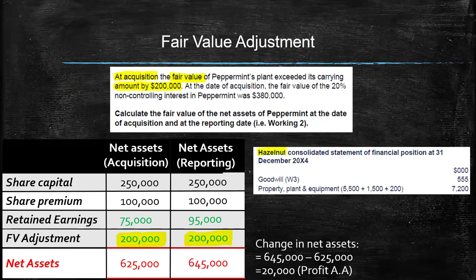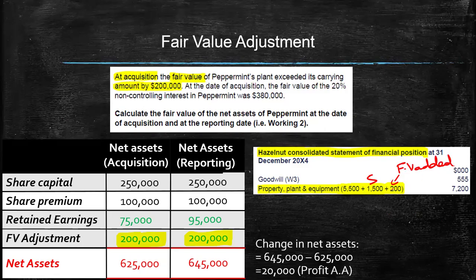So we have Hazelnut, which is the parent, consolidated statement of financial position. And you see in the non-current assets, we have property, plant and equipment. So we take the parent's property, plant and equipment, we add in the subsidiary's property, plant and equipment, and we're also adding the fair value of 200,000, because this 200,000 is supposed to be included in the net assets of property, plant and equipment of the subsidiary, but it's not included there. So we are adding this extra fair value in the property, plant and equipment calculation as well.